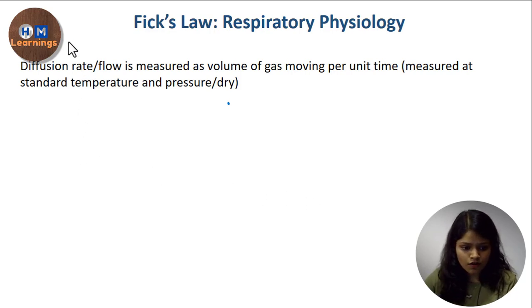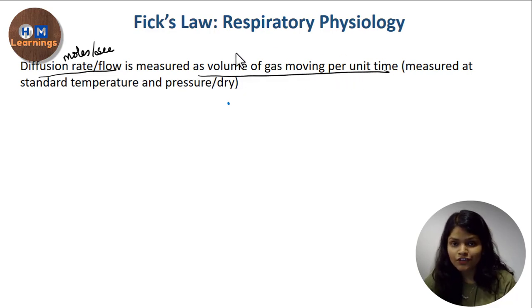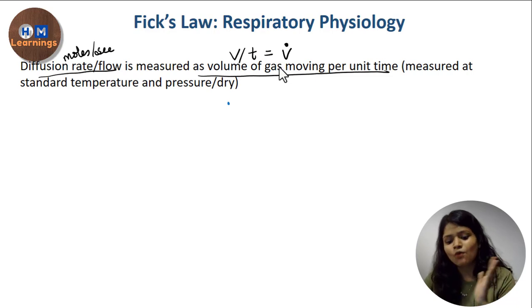So instead of the diffusion rate, which is in moles per second, as we have seen in the previous slide, instead of measuring the diffusion rate as such, they are actually measuring the volume of gas which has diffused across the barrier per unit time, which is written like this. So not moles, but the volume of the gas diffused per unit time across a barrier is what is measured in respiratory physiology.